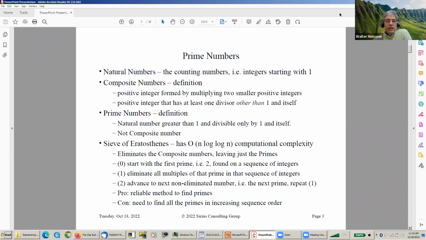So the pro of this method is it's a reliable method to find primes. The con is you need to find all the primes in increasing order. Now, if you do this on a computer, many times you're limited by the word length, which is 8, 16, 32, 64 bits or whatever. Unix has a routine called infinite precision, and it basically builds a very long string, a sequence of numbers, so it's possible to do it for very large prime numbers.